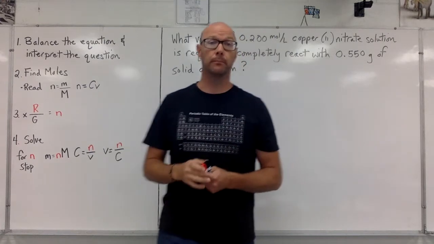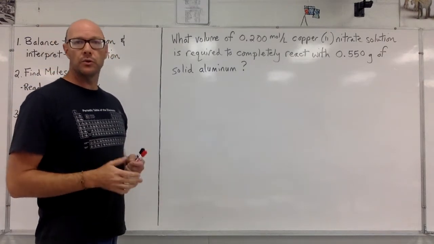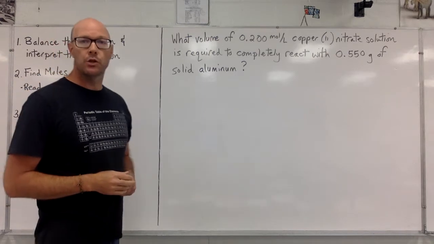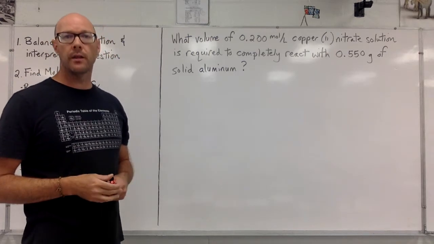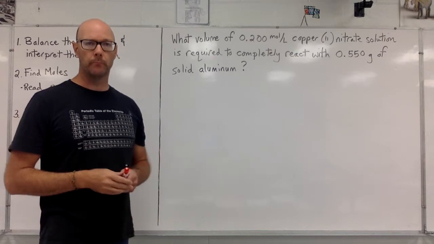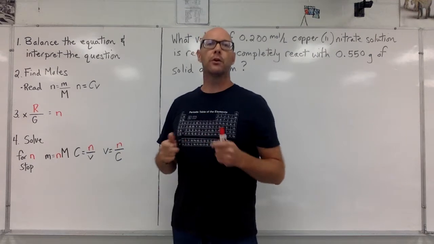Here's our example. What volume of 0.200 mole per liter copper 2 nitrate solution is required to completely react with 0.550 grams of solid aluminum? Our first step is to balance the equation and interpret the question.